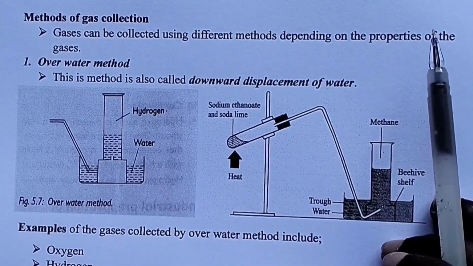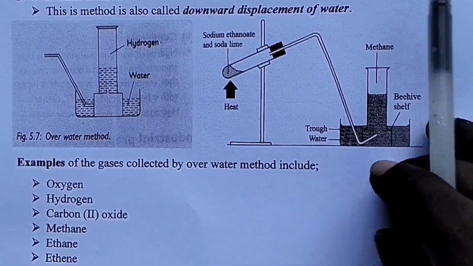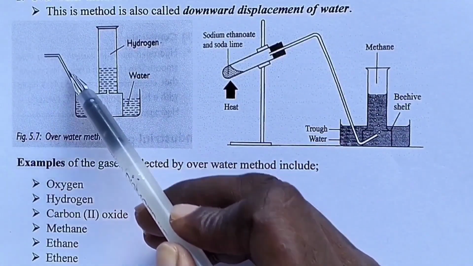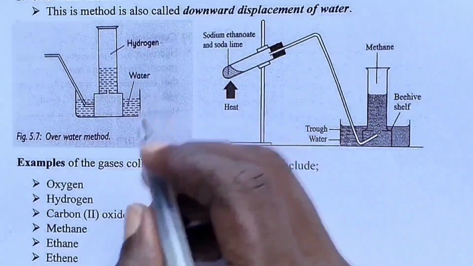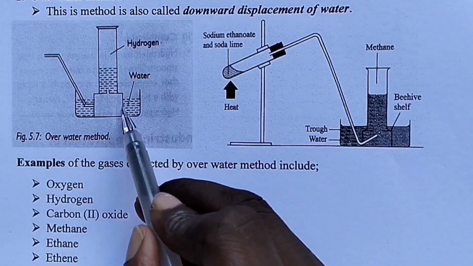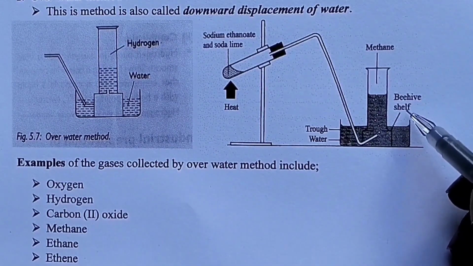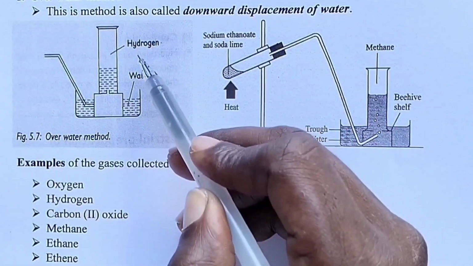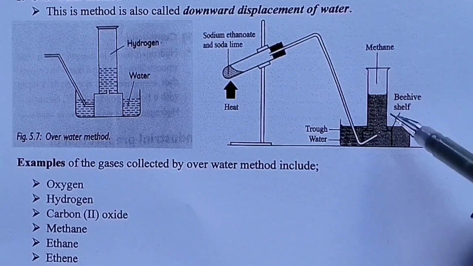This is how it looks like. This is the diagram showing the over water method. So we are having the gas, then we are going to collect the gas by the over water method. This is the water, and the name of this apparatus here is called a beehive shelf. In this method, we are collecting hydrogen gas. In this diagram, we are collecting methane gas by the over water method.